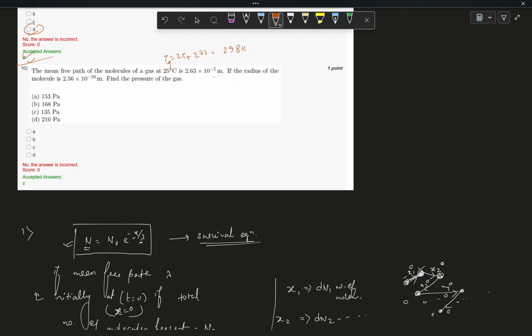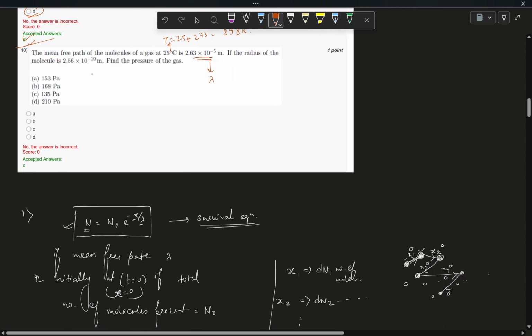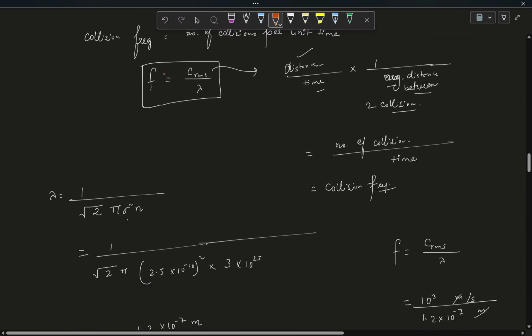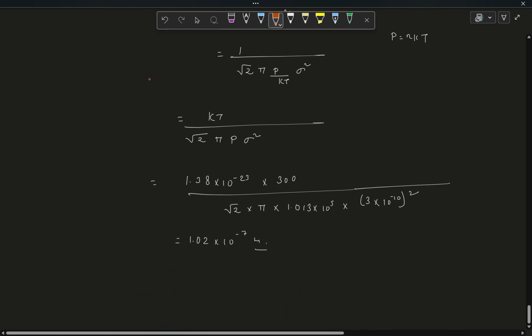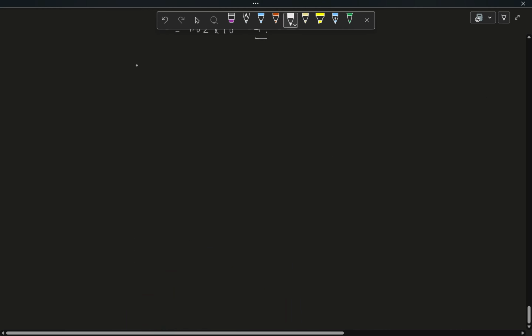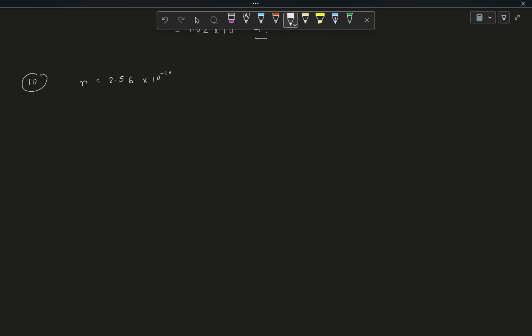And the mean free path of the molecule is lambda. Lambda is this value. So if the radius of the molecule is this quantity, then find the pressure of the gas. Okay. So let us solve this one also. Question number 10. The radius of the gas is given as 2.56 into 10 to the power of minus 10. Then the molecular diameter is just 2 times R. So you have to multiply it by 2. Otherwise you will use the wrong value in the formula, because in the formula sigma is diameter and not radius.